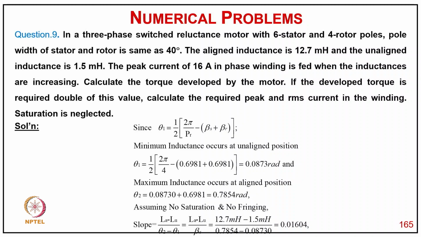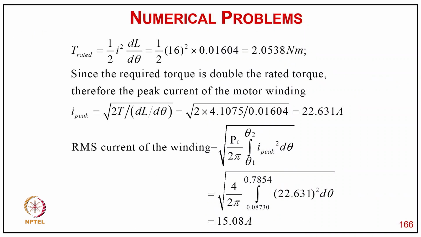So considering theta 1 equal to half of 2 pi upon Pr minus beta s plus beta r, minimum inductance occurs at theta 1 equal to 0.08, and theta 2 equals theta 1 plus beta, so it comes 0.78. Assuming no saturation, the slope is LA minus LU upon theta 2 minus theta 1, it comes like 0.01606 millihenry per radian. So T equal to half I square dL upon d theta, putting the values, it comes 2.0538 Newton meter.